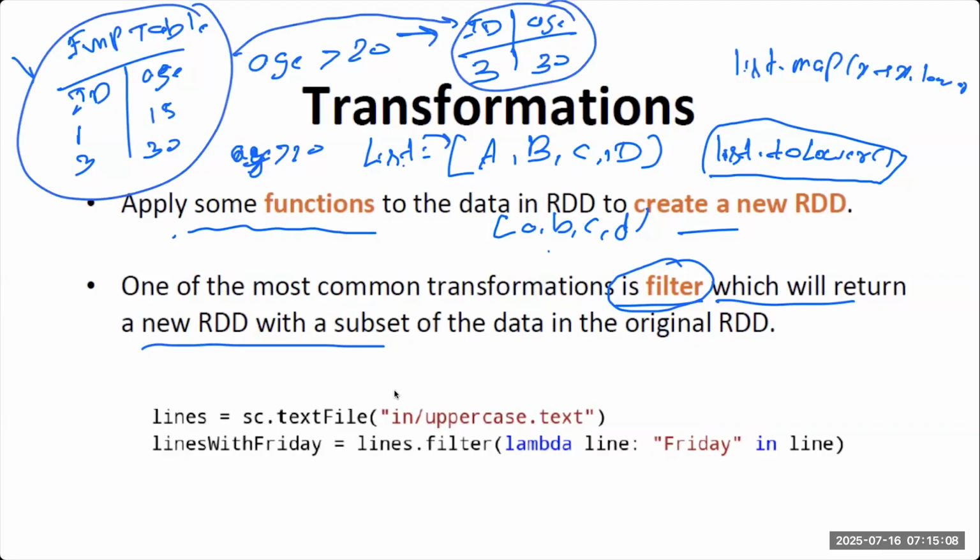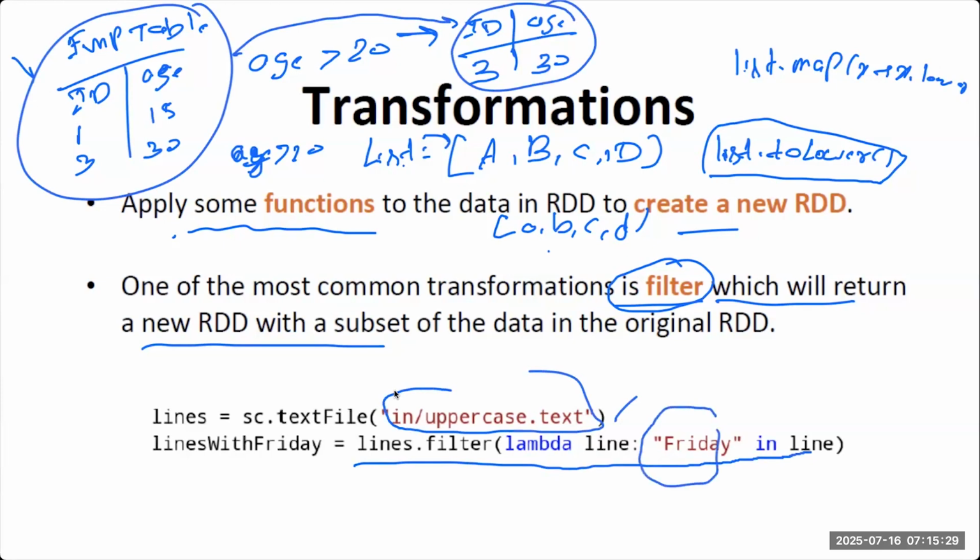In this case, as you are seeing here, we are reading the data. This is the path where your file is, and this is in a Python program. You are filtering it and finding Friday in line, so it returns some filtered output out of it.